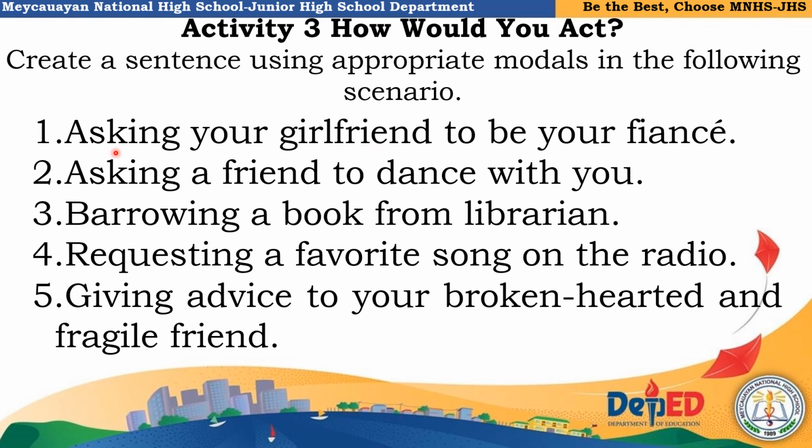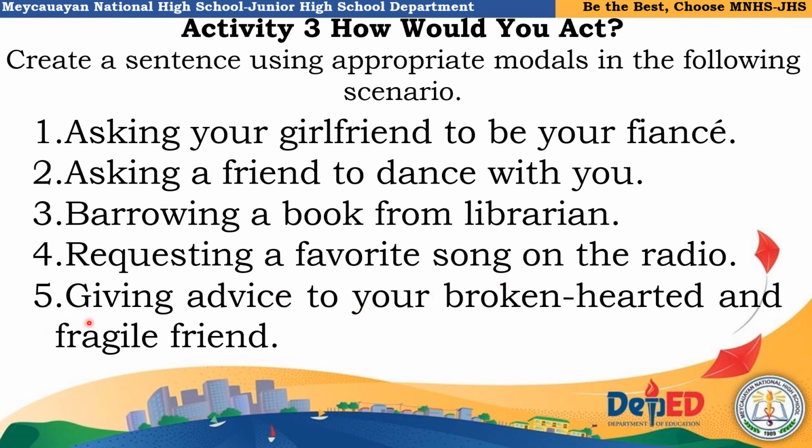Number 1, asking your girlfriend to be your fiancé. How would you create a sentence asking your girlfriend to be your fiancé? By using appropriate modals. Number 2, asking a friend to dance with you. Number 3, borrowing a book from librarian. Number 4, requesting a favorite song on the radio.